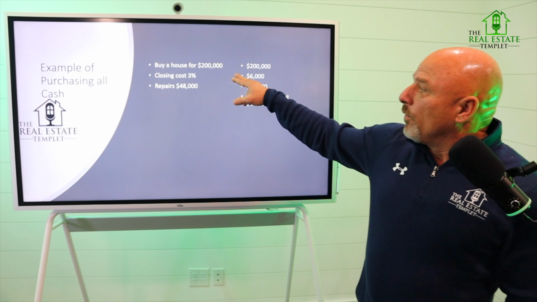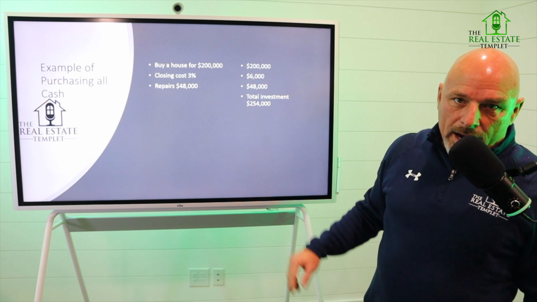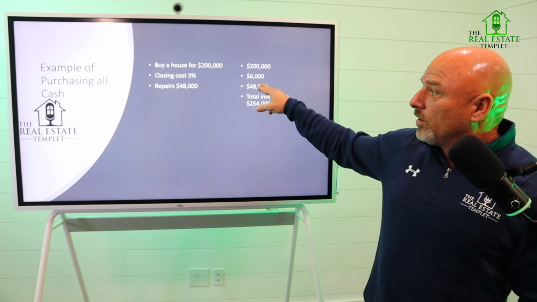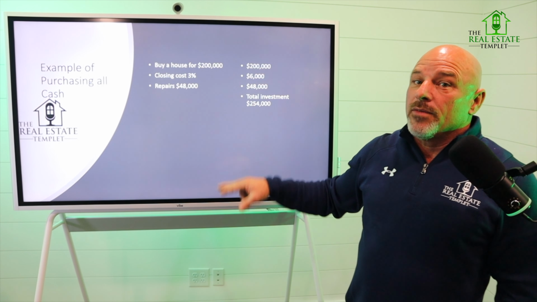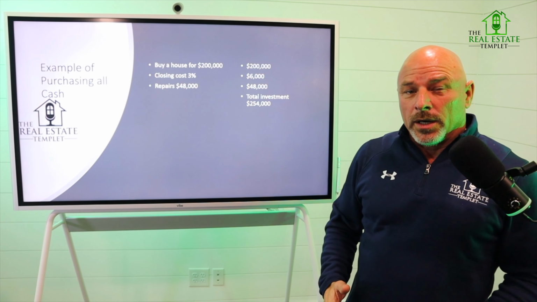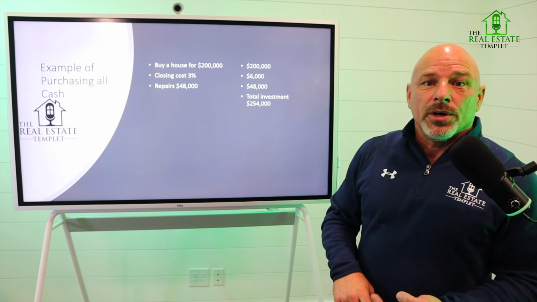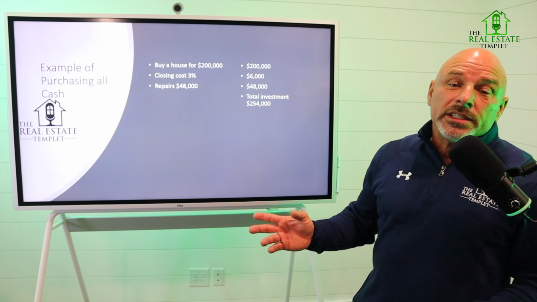So we go in, we buy a house, we pay $200,000 for the house. We're going to estimate 3% on the closing cost. So we got $6,000 on closing costs. Now I look at the house and I say, man, for this house to really rent for what I wanted to rent for, I got to do some repairs. Maybe you need to put a new kitchen in it. Maybe you need to put a new bathroom in it. Maybe you just need to put some flooring in it.